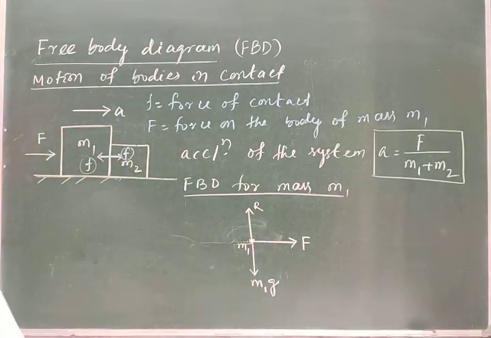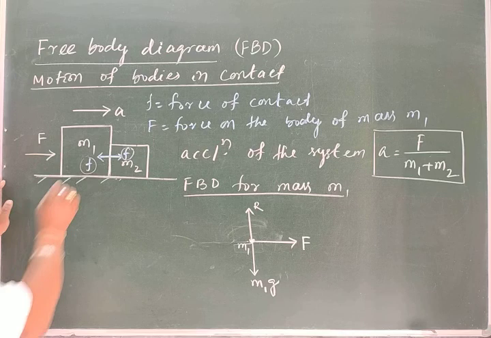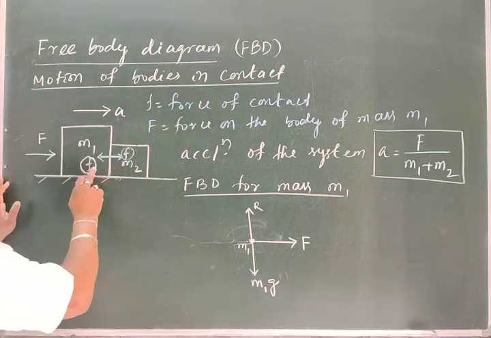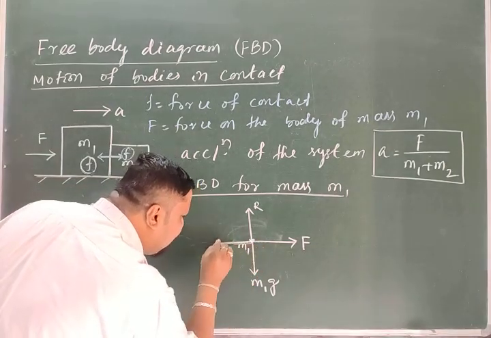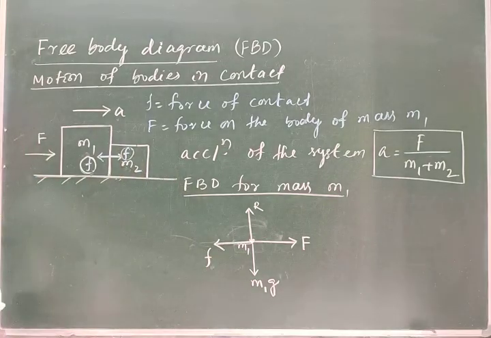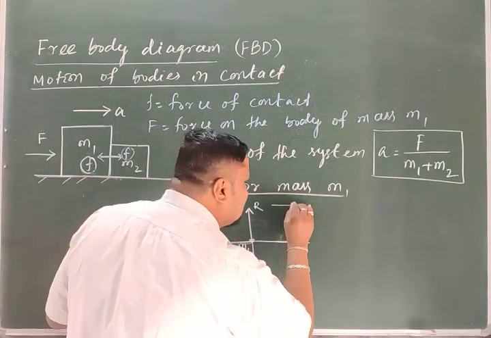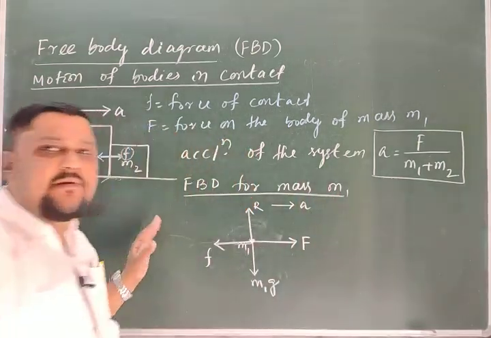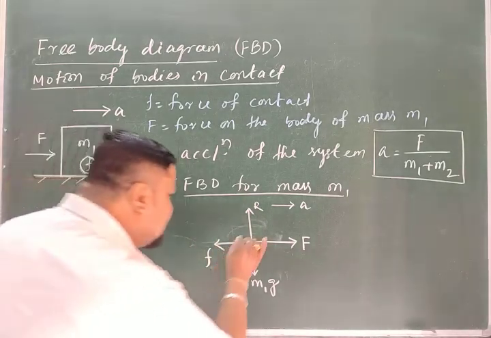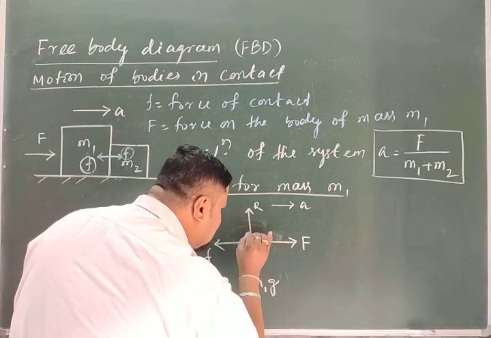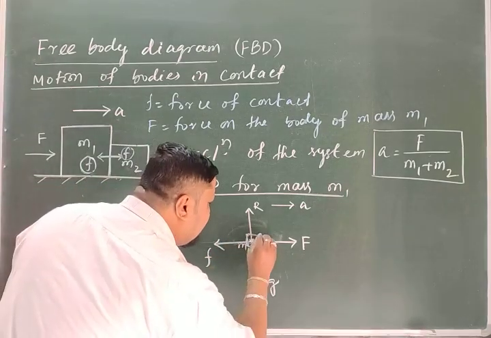In addition to that, another force on mass m1 is the reaction force, the small f, that is the force of contact. f is the force on m1 by m2. So I can show this f along like this. And the body has an acceleration along this direction, a. Clear? So this is the free body diagram, where the mass is m1.